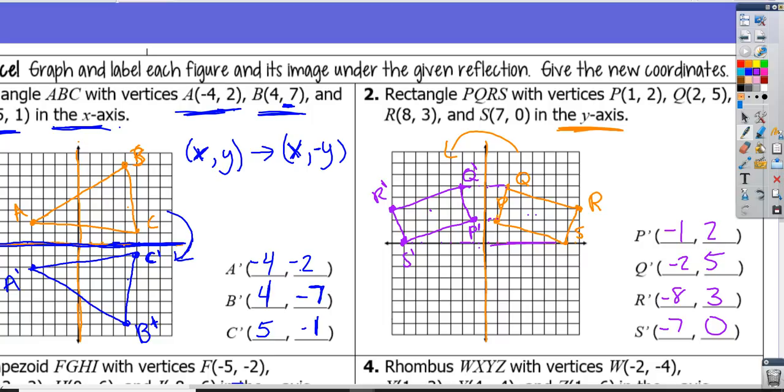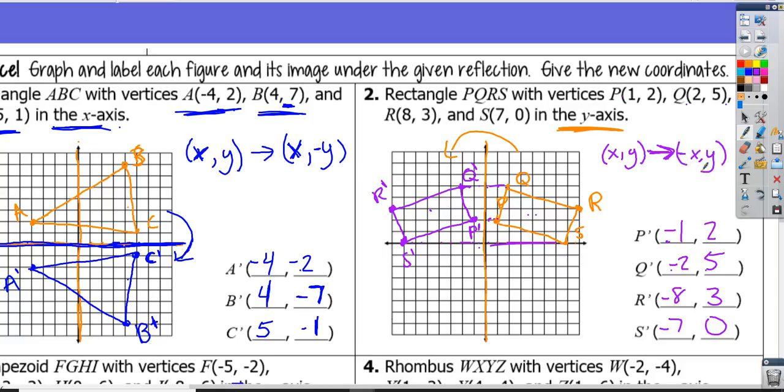All right, I'm going to write my symbolic representation. All right, so we start with x comma y. So we start with our original points. We didn't do anything to them. Then we turn them into something. So now I'm going to look at my pattern. My 1 and 2 turn into negative 1 and 2. So my x turned negative. 2 and 5. The 2 turned negative, but the y stayed the same. 8 and 3. Again, that x turned negative, but the y stayed the same. And then negative 7, 0. My x turned negative, and my y stayed the same. So I'm going to put negative x comma y.